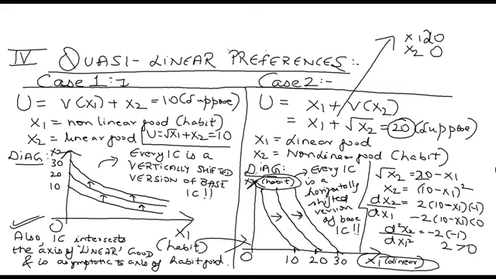So I hope all the students have understood how to make diagrams for quasi-linear preferences. Very simple. Indifference curves will always be downward sloping in case of quasi-linear preferences. They will always be convex to the origin. They will intersect the axis of the good which is linear, and they will be asymptotic to the axis of the good which is non-linear. In case 1, every IC will be a vertically shifted version of the base IC. In case 2, every IC will be a horizontally shifted version of the base IC.